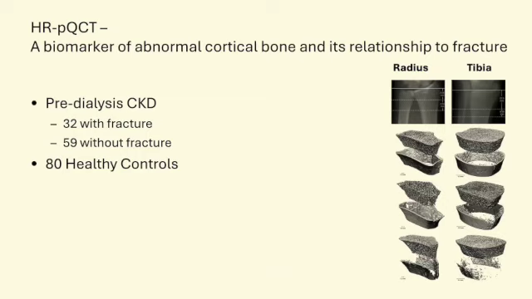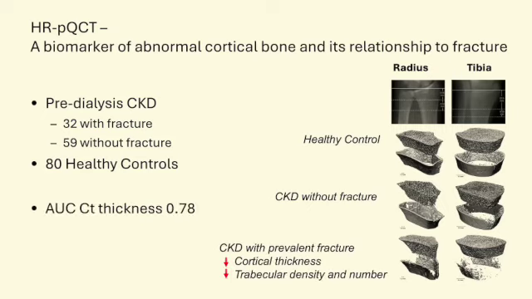So in one of our studies, we enrolled patients who were healthy kidney controls, CKD patients without fracture, and then CKD patients with prevalent fracture. And we found that the bone compartment that had the highest relationship to prevalent fracture was the cortical bone, and the cortical bone thickness had the best AUC for fracture discrimination of about 0.78.